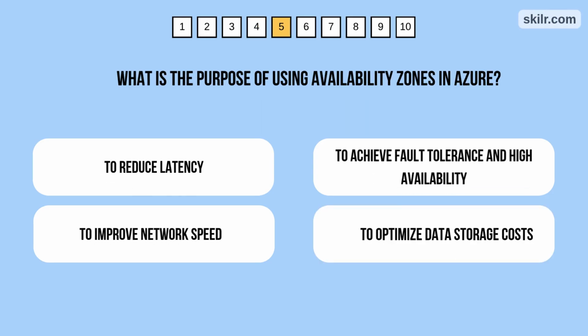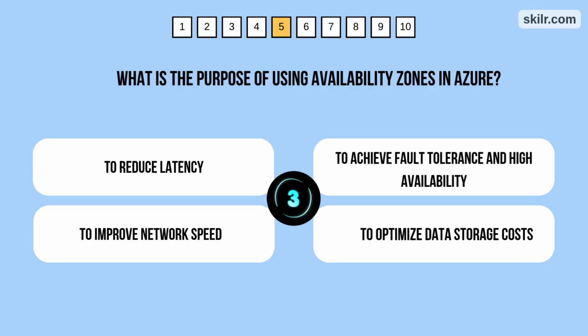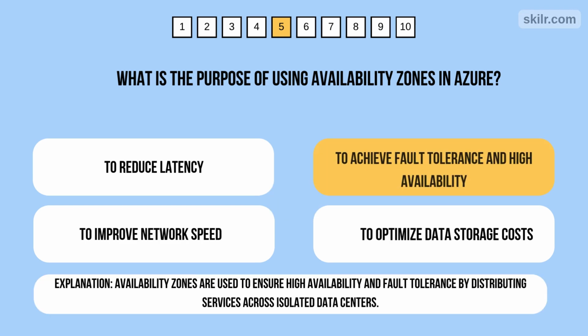Question 5. What is the purpose of using availability zones in Azure? The answer is to achieve fault tolerance and high availability, as availability zones are used to ensure high availability and fault tolerance by distributing services across isolated data centers.